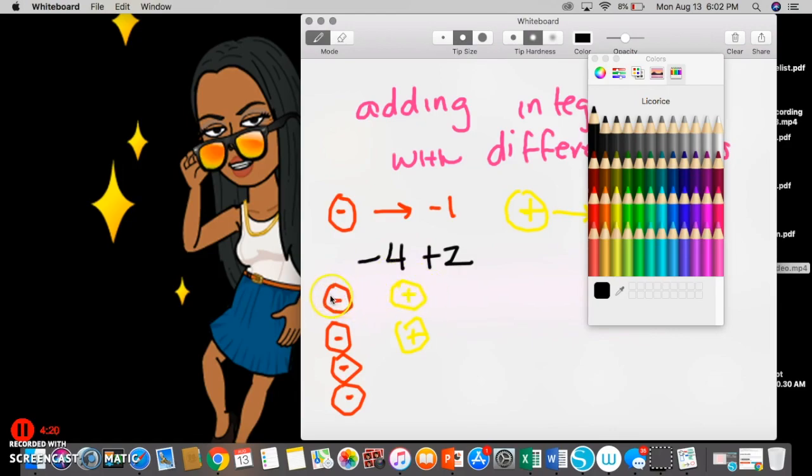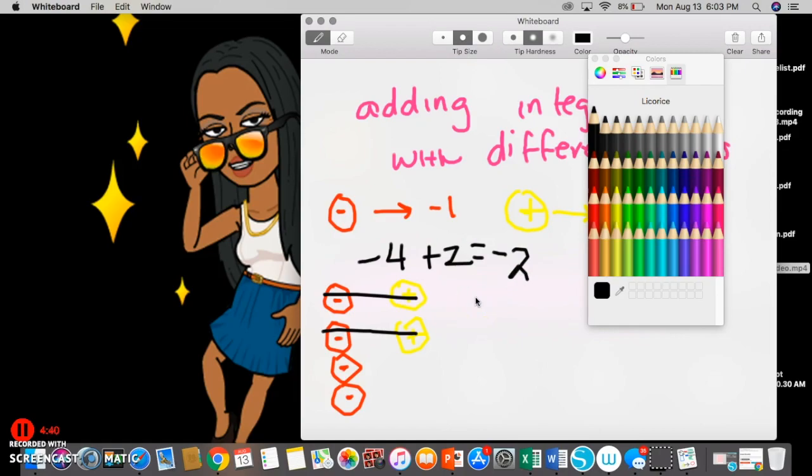So here we go. So I removed my zero pairs. In this case, I had 2 sets of zero pairs. So my final answer is 1, 2, and it's a negative. My final answer is a negative 2.